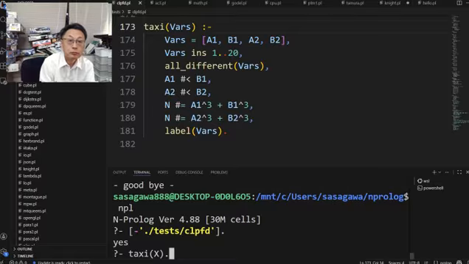Here's the problem: find four different numbers A1, B1, A2, and B2 such that A1 cubed plus B1 cubed equals A2 cubed plus B2 cubed.